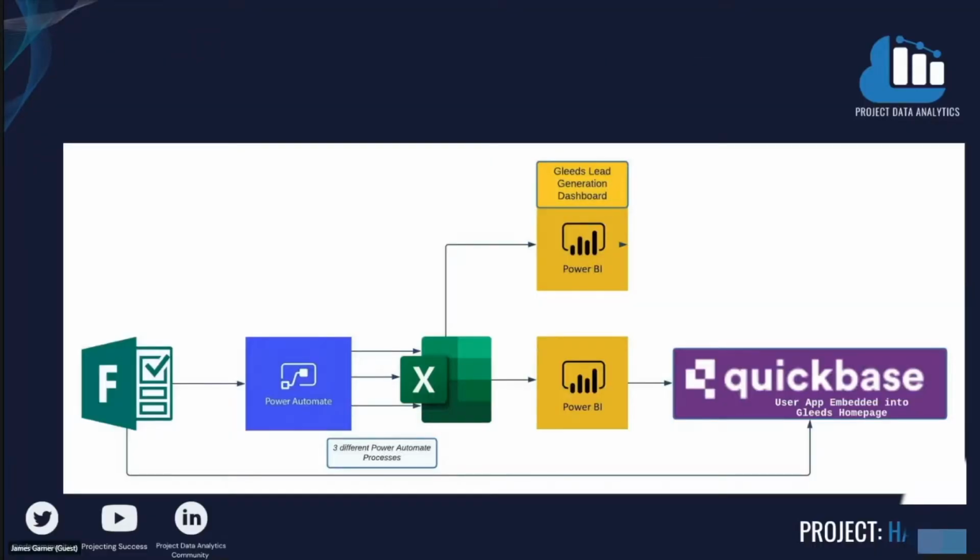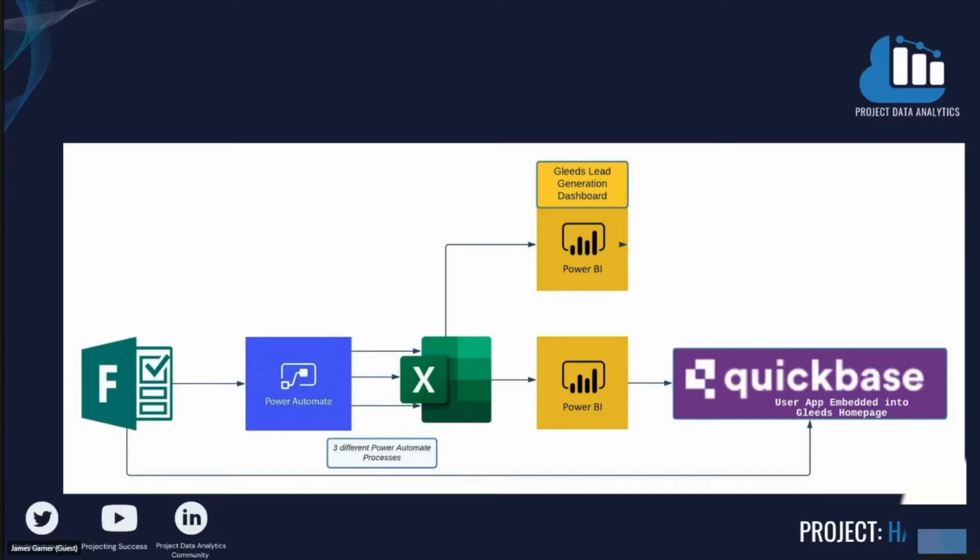Where we finally ended up was this flow, which was a Microsoft form through to a Power Automate, which then had 3 different processes which put the data into an Excel spreadsheet. This then created 2 separate Power BI dashboards, one which was effectively the user score, which was embedded in a QuickBase app, and another one which was a standalone Power BI dashboard, which was used for lead generation and insight and analytics.